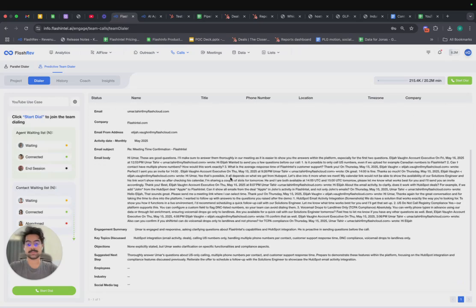As soon as the call is placed, this is the email body. There's no way you would be able to go through this or read this when you're on a call. But instead, you could just go through the engagement summary and look like, okay, so they're engaged, they're responsive, and they're asking some clarifying questions. They're interested in the HubSpot integration. They don't have any objections, and our next step should be a conversation about US only calling, multiple phone numbers per contact, customer support response times, and just clarifying some questions around HubSpot email activity integration.